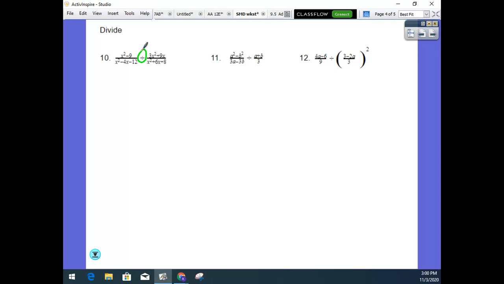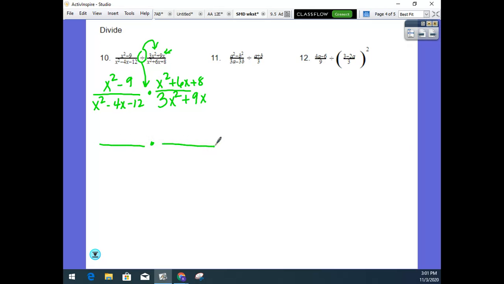Pay attention, if it says divide, you have to change it to multiply by the reciprocal. So change the divide to multiply. And this is a switch also. Change that to 9x. As soon as we do that, this is just to multiply. Factor the top, factor the bottom.